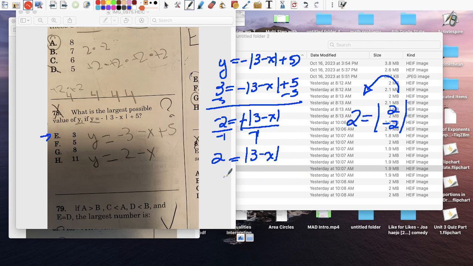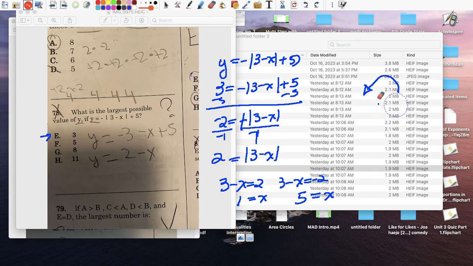So that's saying that 3 minus x has to equal 2, and 3 minus x has to equal negative 2. Well, if you solve this one-step equation, if you throw the x on the other side, and you throw the 2 on the other side, it becomes 1, right? And here, if you throw the x on the other side, x becomes positive, and if you throw this negative 2 over, you do plus 2, x equals 5.